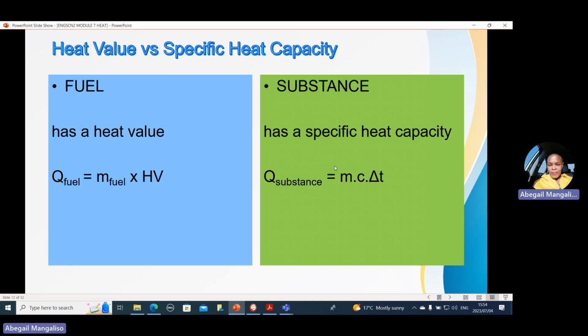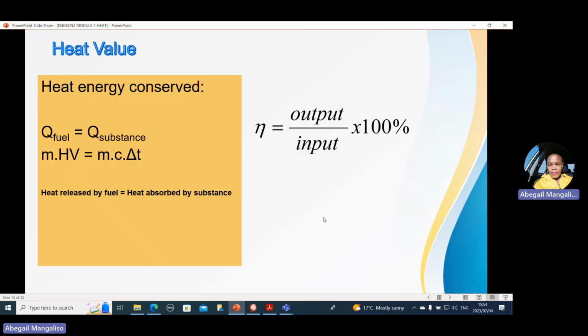For a substance, it is Q = mcΔT. This m here is of a substance. You cannot take m from a fuel side. And c is the specific heat capacity of that particular substance. ΔT is the change in temperature.